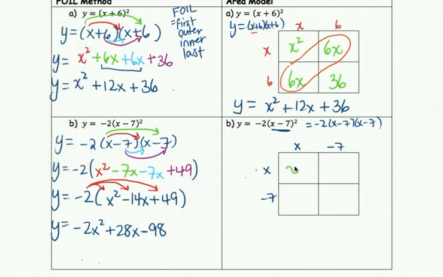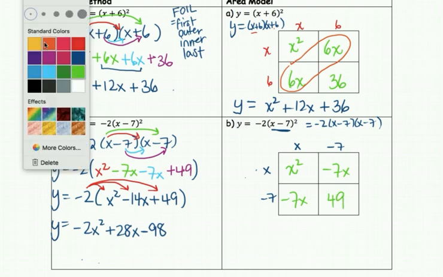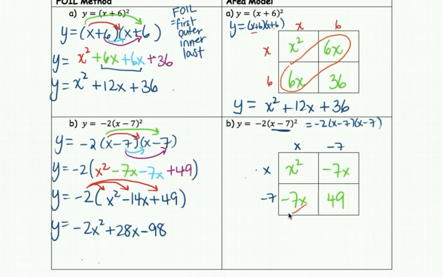x times x is x squared. x times -7 is -7x. -7 and x is -7x here. And -7 times -7 is +49. Like that. Okay, and again, don't forget to add the ones here together because they are like terms.